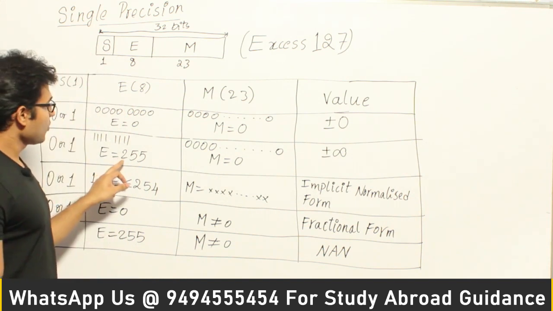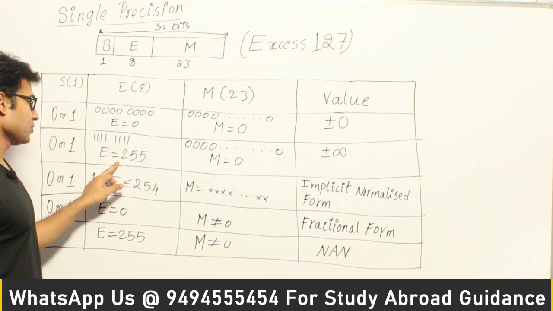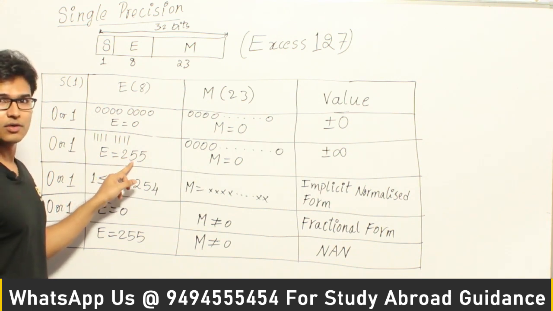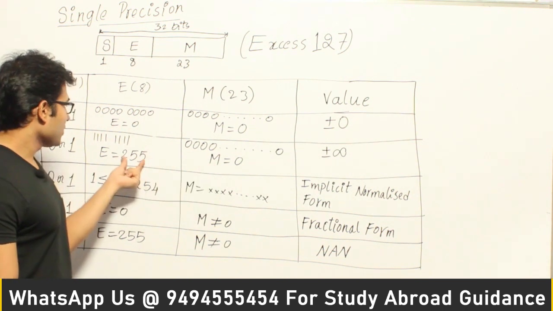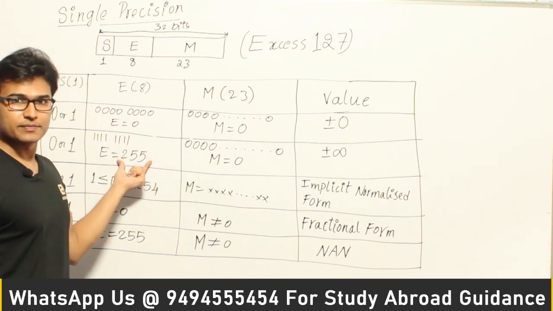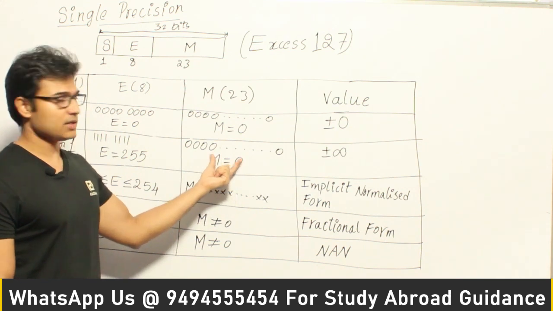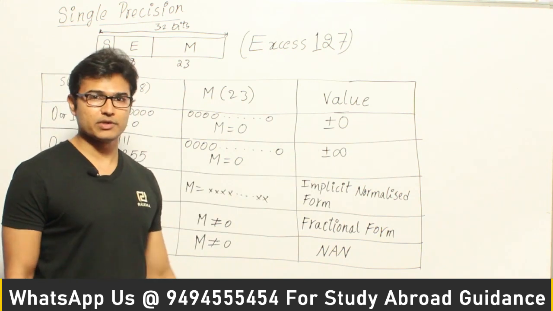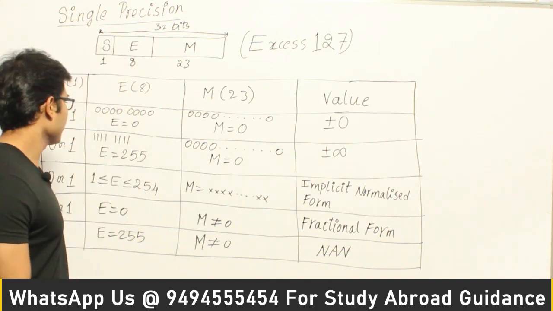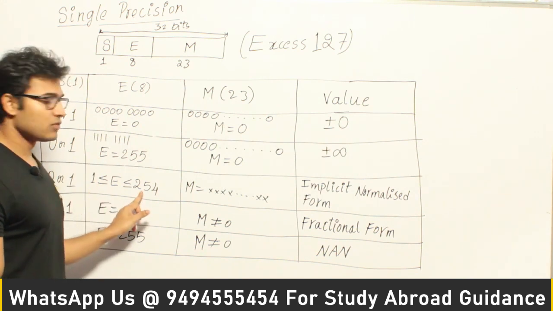And now one more combination is left out. If you give all ones for exponent, then exponent value is going to be 255, and that combination we are never going to use, right? Whenever mantissa is 0 and exponent is all ones, that number is going to represent infinity, plus or minus infinity, okay? And other than 0 and 255, we are going to use 1 to 254.